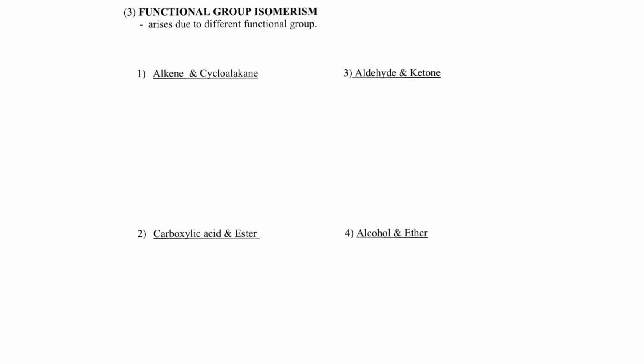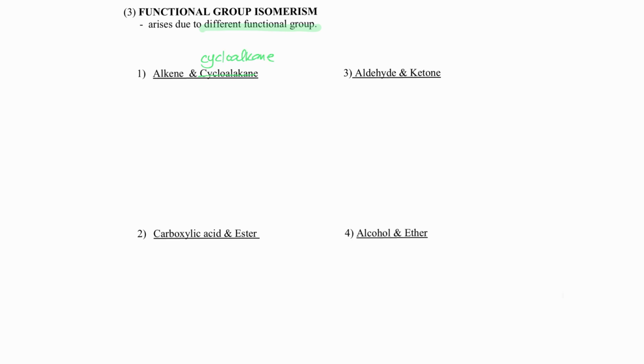So next, we'll go for the last one, which is functional group isomerism. So for functional group isomerism, the isomers will have different structural formulas with different functional groups. So they will be totally different in functional group. So first of all, we will have alkene and cycloalkane. Oh, there's some typo here. So it will be cycloalkane.